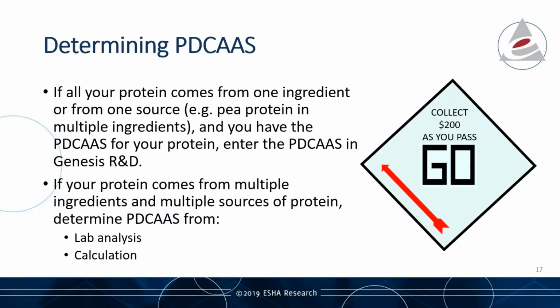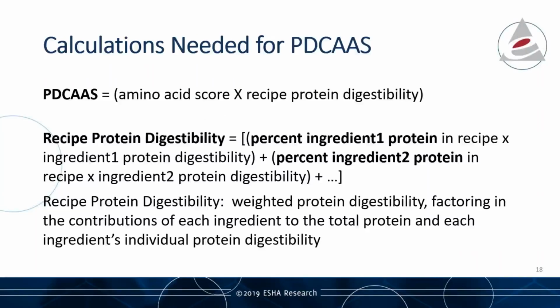However, for combination foods where the protein comes from several different ingredients of different protein sources, you must either obtain the PDCAAS for your finished product from a lab analysis, or you can calculate the PDCAAS using protein digestibility factors of the individual ingredients and the amino acid score for your recipe. So now we're getting to the nitty-gritty part, calculating PDCAAS. And honestly, it can be kind of fun once you get the pieces of the puzzle together. To do this, we're going to refer to a few reports in Genesis that will provide some of the information that we need. But again, remember, at this time, the PDCAAS calculation has to be performed outside of Genesis.